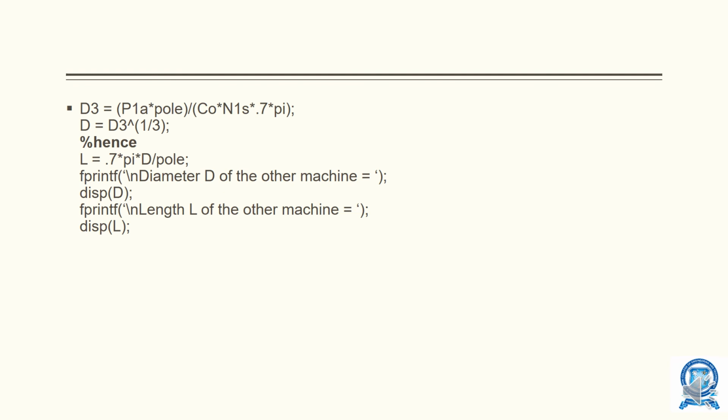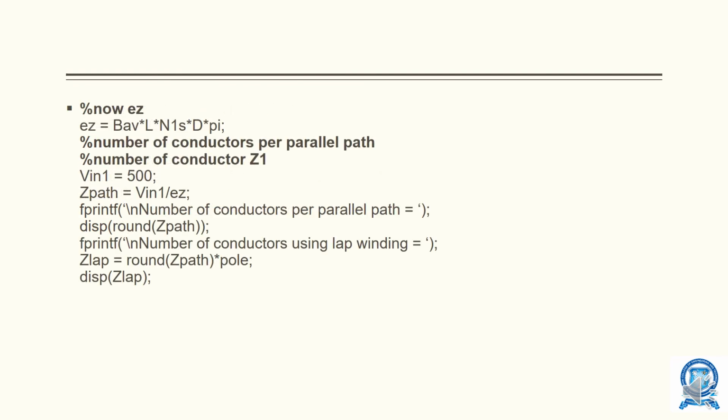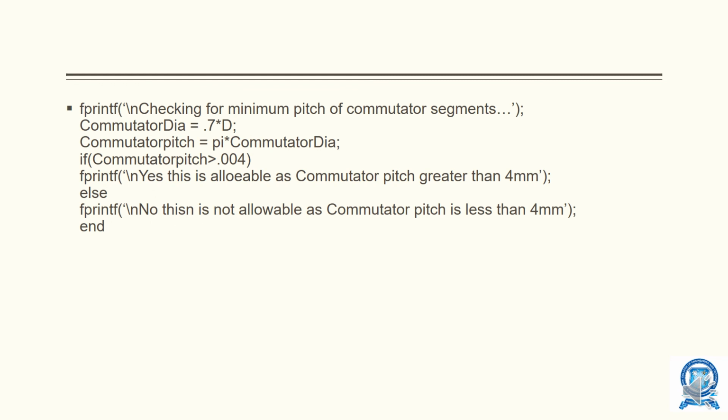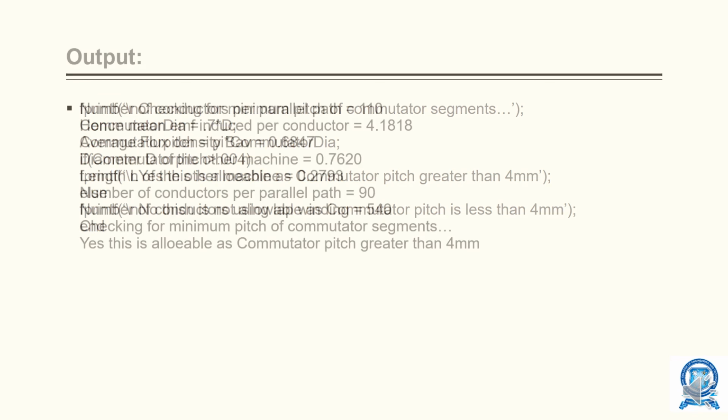Now let us see what will be displayed in the output screen. Before moving to that, two more things need to be taken, that is Z path as well as Z lab, the number of conductors, and the commutator. The commutator diameter is 0.7 times the main dimension. We know that commutator pitch is pi D by p. Now I am going to display these things.